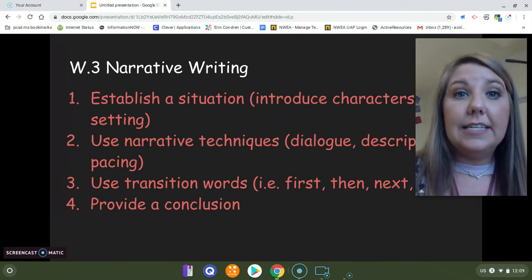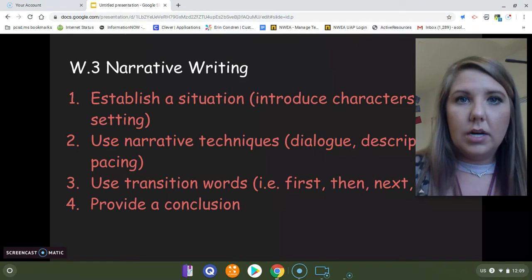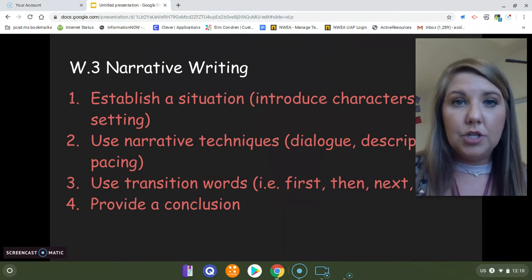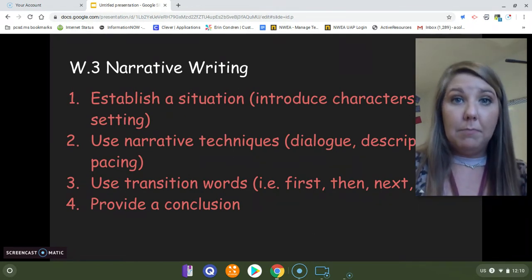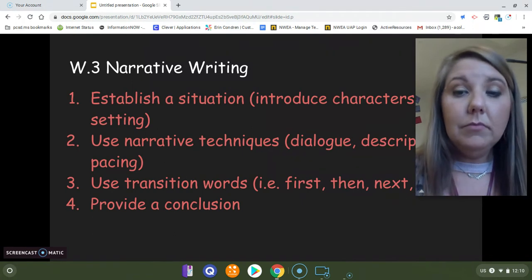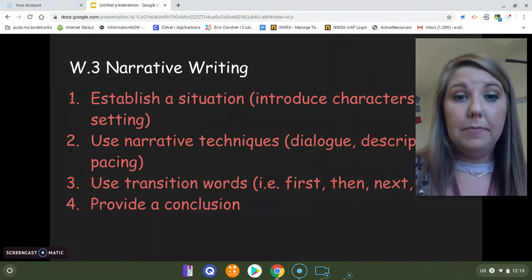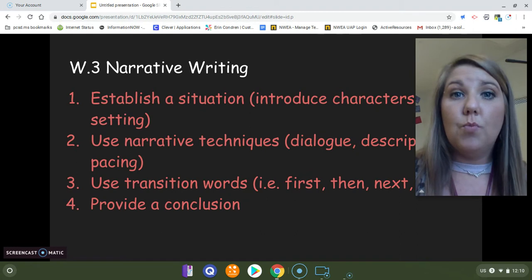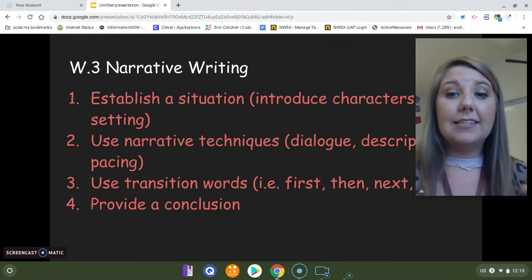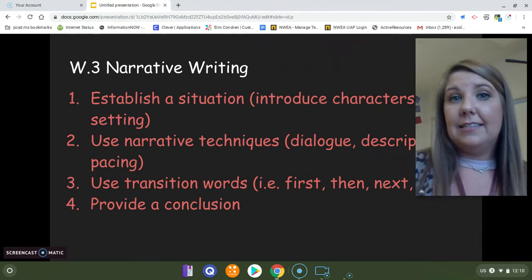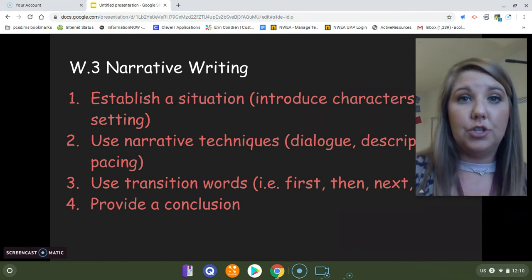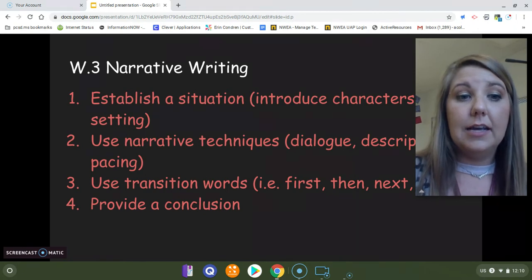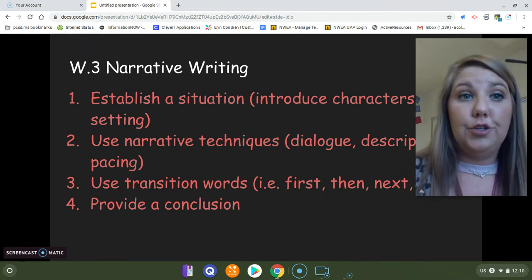Also, use narrative techniques. Use dialogue, description, lots of vivid imagery and details, and also pacing. You want to make sure that your story is paced from beginning, middle, and end. It needs to be clear to your reader. Also, use transition words like first, next, then, last. You want to make sure that you transition and you link your paragraphs with transition words. Link your words and phrases. And then at the end, provide a conclusion.